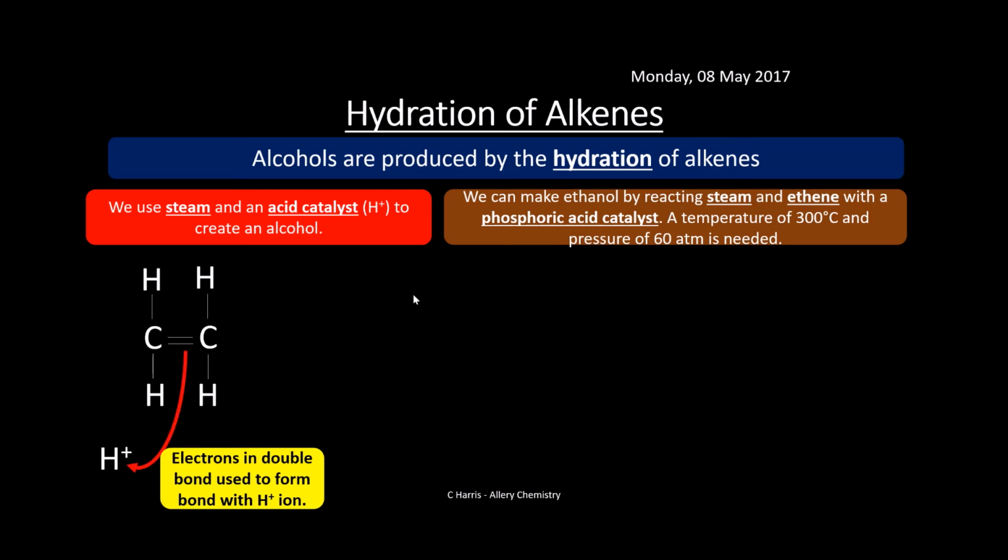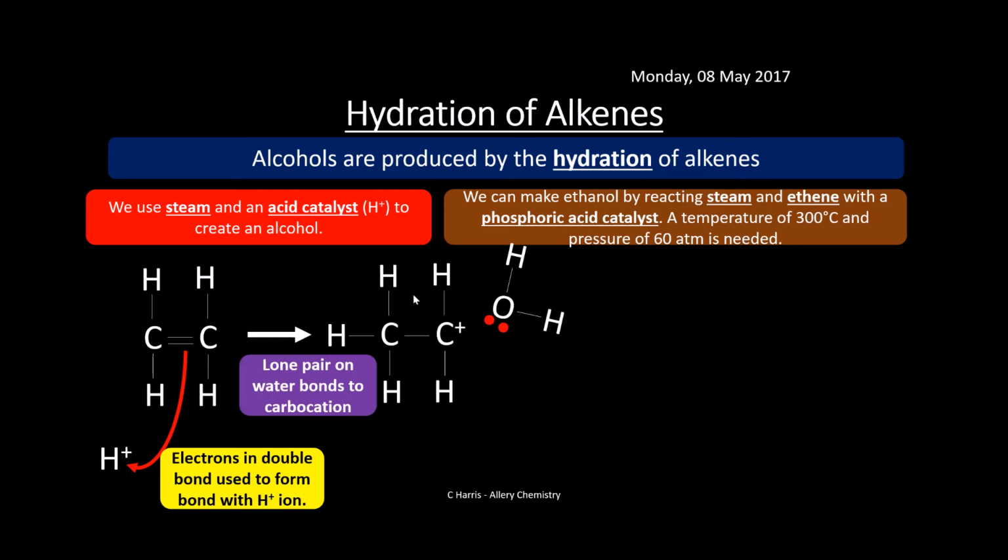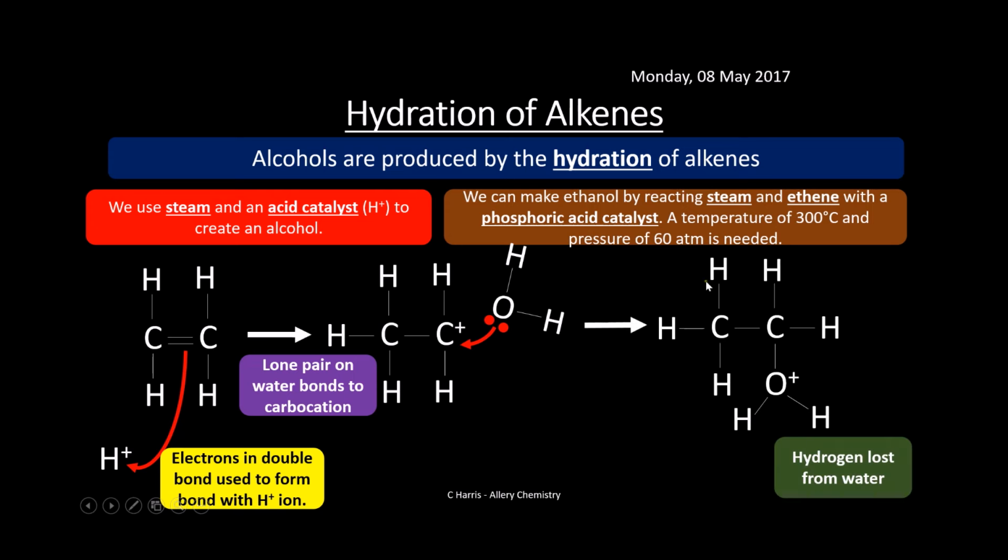Okay, so these are your mechanisms here. So make sure you're able to write these down properly. We get this carbocation intermediate, look. Remember the hydrogen's being added on, it's added on here. A lone pair on the water, remember this is hydration, so this comes from the steam, bonds onto the carbocation. There it is. So lone pair onto the carbocation. And then we produce this product here.